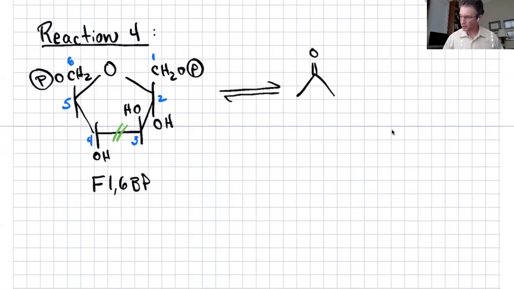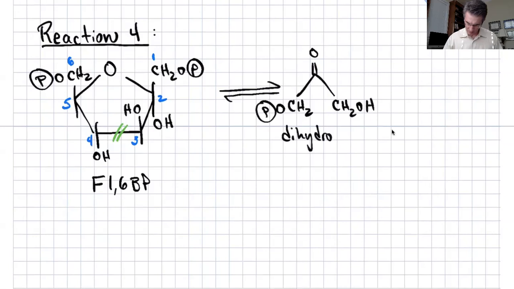So the ketone looks like this, right? One of the methyl groups has that phosphate group on it. This is, of course, dihydroxyacetone phosphate, or DHAP.